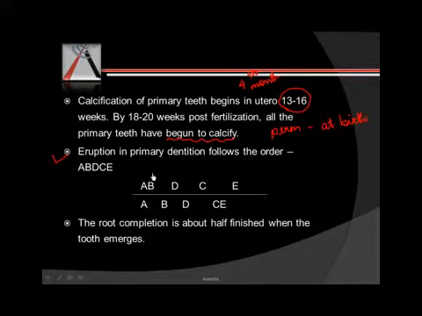Eruption in primary dentition, we have already seen the sequence, that was A, B, D, C, E, that is D jumped here. But when we compare this sequence in maxillary and mandibular, the maxillary and mandibular anterior incisors nearly erupt at the same time, with the mandible usually preceding. So you can shift this a little bit here.